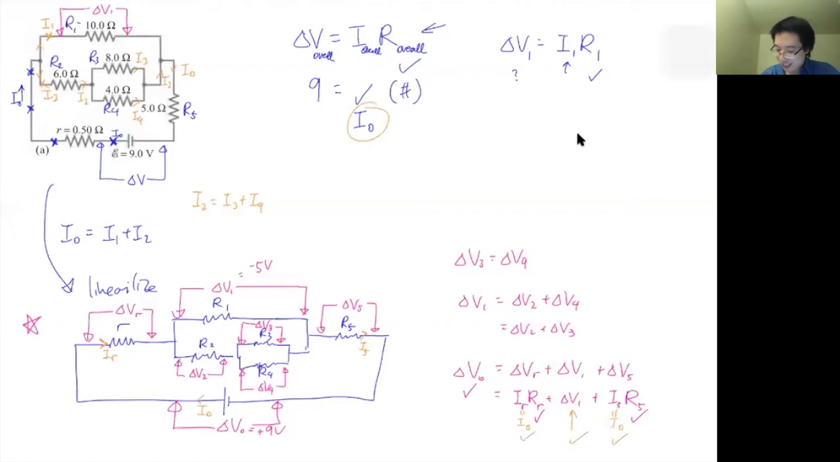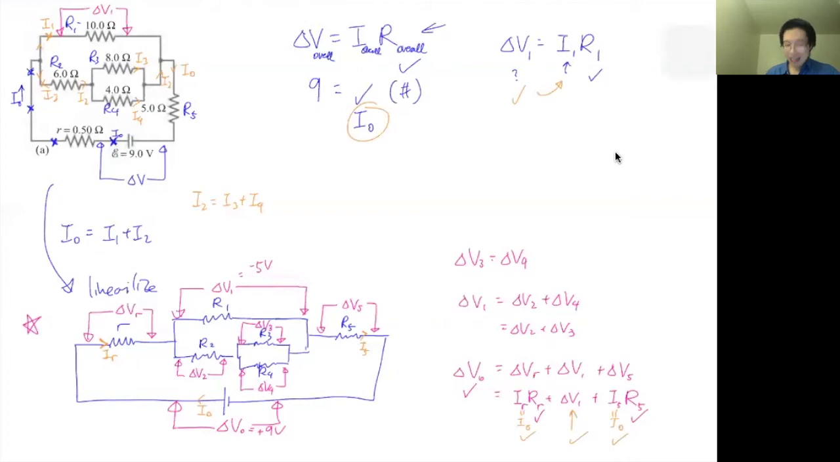So you see, usually I is the last thing to find in every step. You find the delta V first and the R's first to determine the I's, which helps you find another delta V, which helps you find another I. So every time, the I is usually the last step to find, okay?